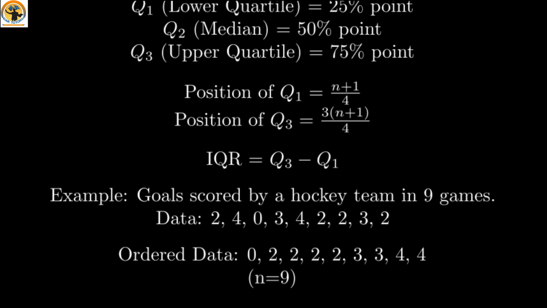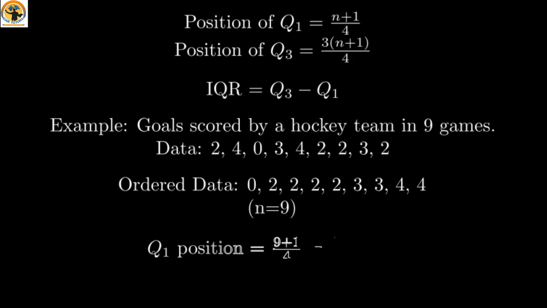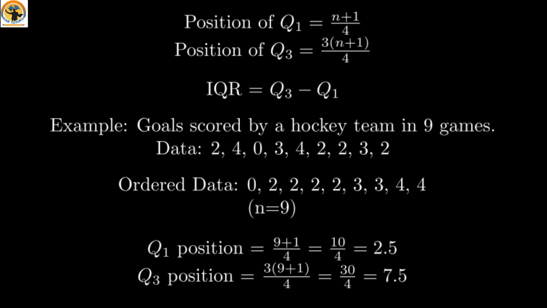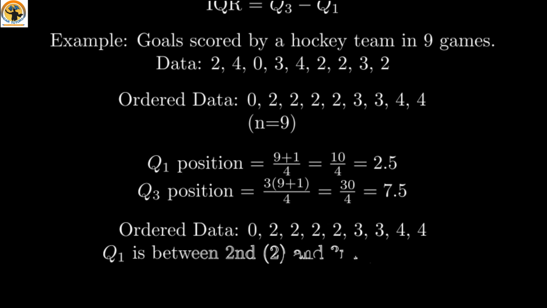Now let's find the positions of Q1 and Q3. The position of Q1 is at 2.5, and the position of Q3 is at 7.5. What does the position of 2.5 mean? It means Q1 is halfway between the second and third data values. The second value is 2, and the third value is also 2. Halfway between 2 and 2 is just 2, so Q1 is 2.